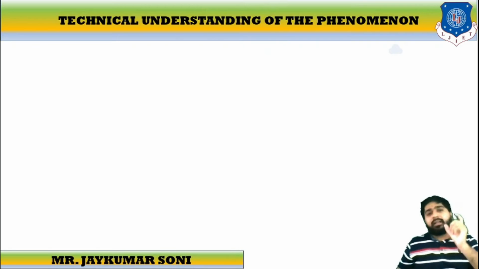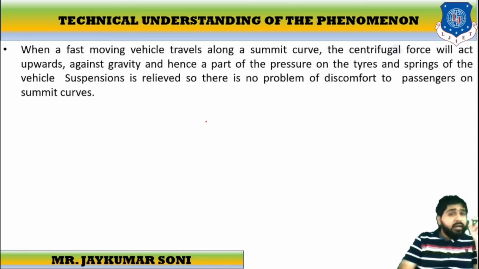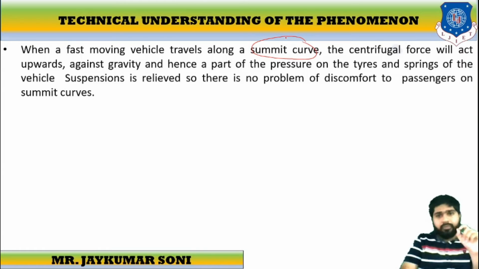Now let us have the technical understanding of this phenomenon. See, let us understand the technical phenomenon. When a fast moving vehicle travels along a summit curve, the centrifugal force will act upwards against gravity, and hence the pressure on the tires and the pressure on the springs of the vehicle suspension is relieved, so that there is no problem of discomfort to the passenger on summit curves.